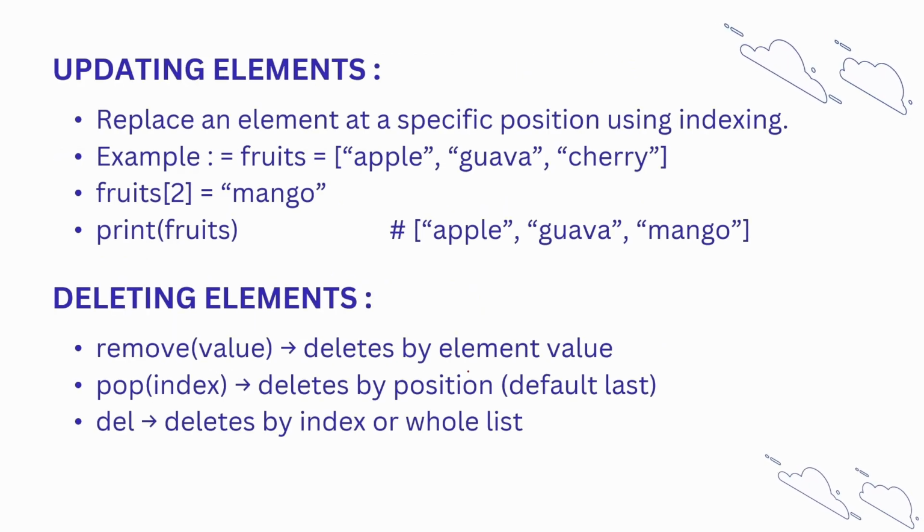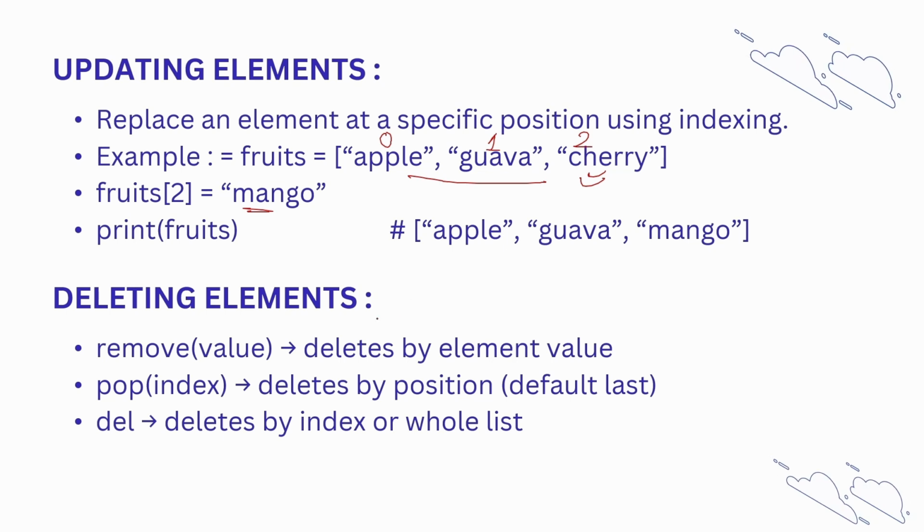Next is updating an element. Updating an element means replacing an element at a specific position using indexing. So we have this list fruits: apple, guava, cherry. Now at the second position we want to change it to mango. So this is at 0 index, this is at first index, this is at second index. So here we say that at the second index, change it to mango. So this becomes our new list: apple, guava, mango.